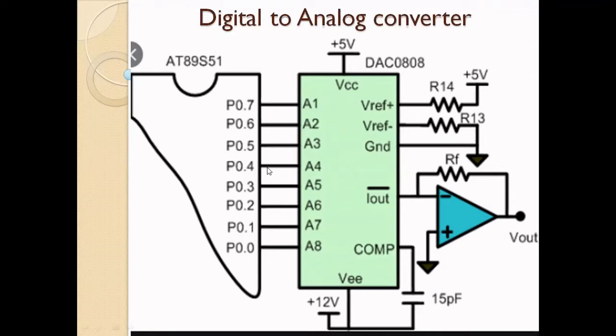The DAC will convert this digital input into a corresponding current, that is called I out. This I out is given to the operational amplifier, which will convert it into the corresponding voltage. So the input is digital, which you give to the 8051 microcontroller. The output is called the output analog voltage.